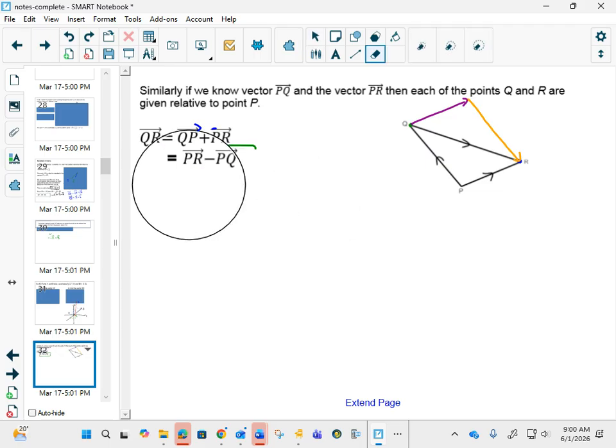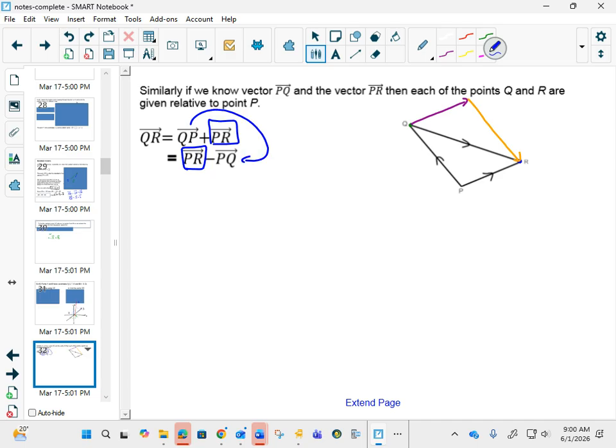In these two equations, can you see that both of them have P to R? And then here, Q to P is equal to negative P to Q. So I just did that substitution. Two different ways to get from Q to R.